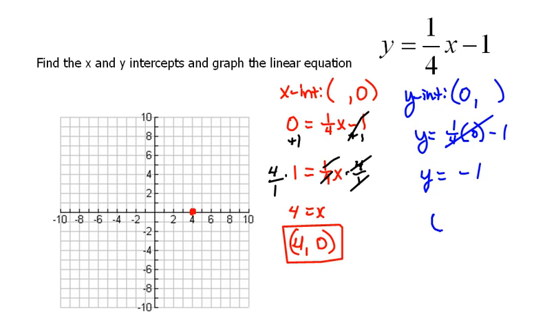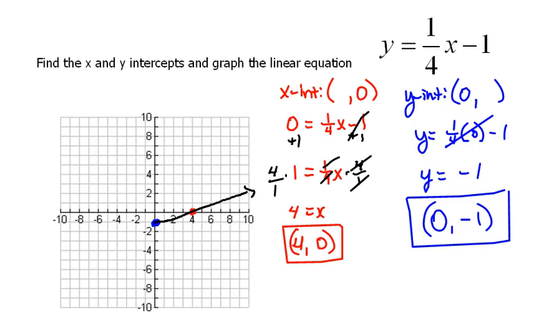When I used an x value of 0, I got a y value of negative 1. That's my y-intercept. And if I plot that, 0, negative 1, would be right there. So now play connect the dots, and our line looks something like that. This is how you plot or graph a line using the x and the y intercepts.